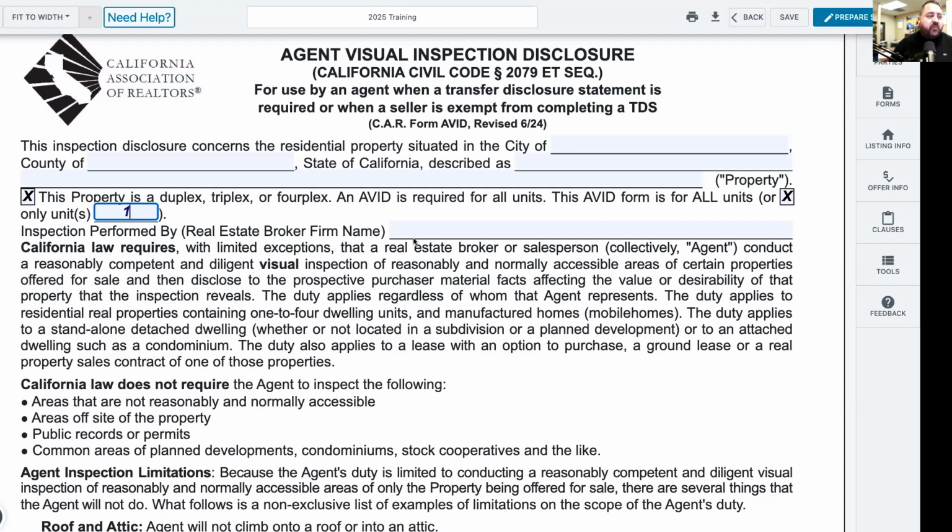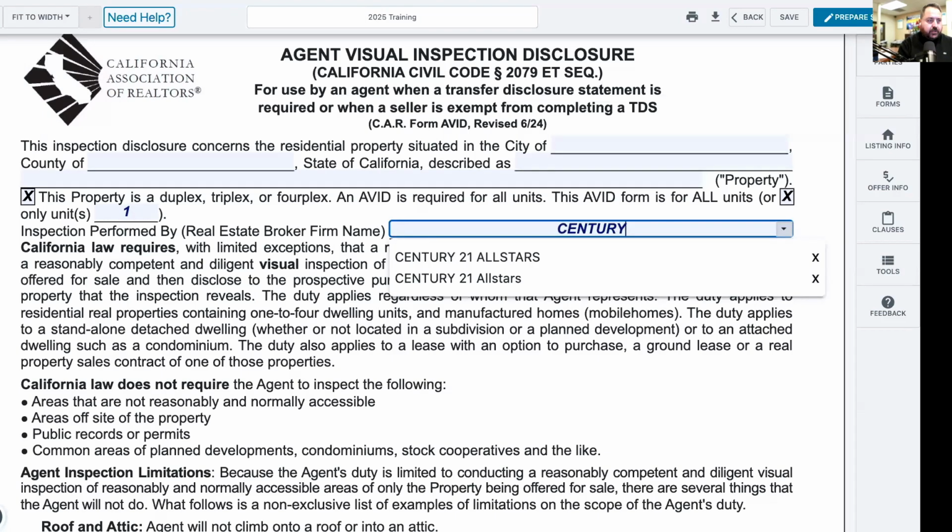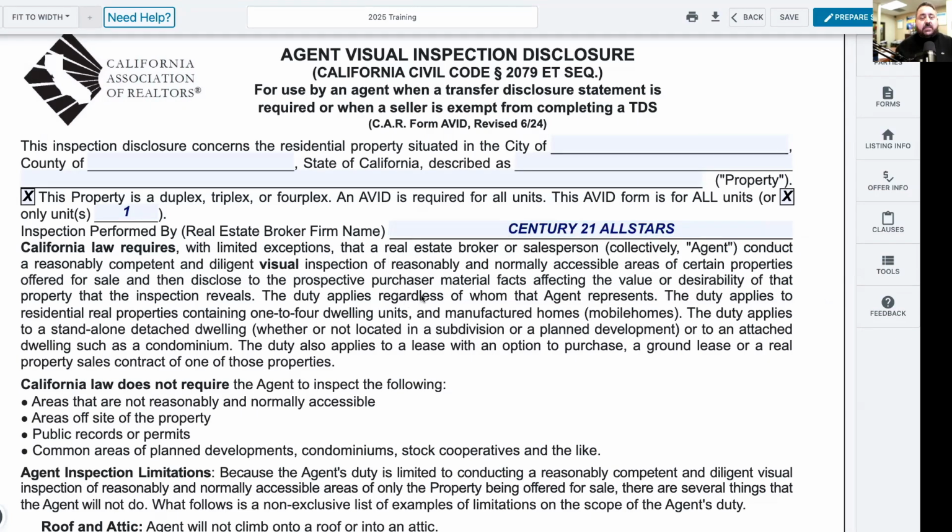Okay, firm name. This is the company you work for, right? So in our case, pretty straightforward, it is All Stars. So we're going to put the Century 21 All Stars in there. That's the brokerage name. It's not your name, right? It's not the brokerage name and your name. It's just that real estate broker firm name. That's what goes in that first line. Okay?